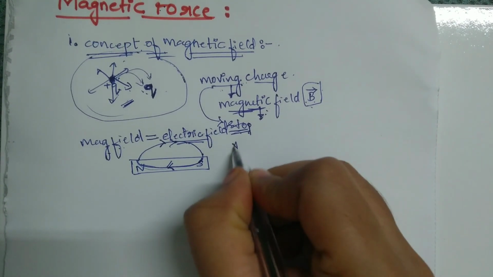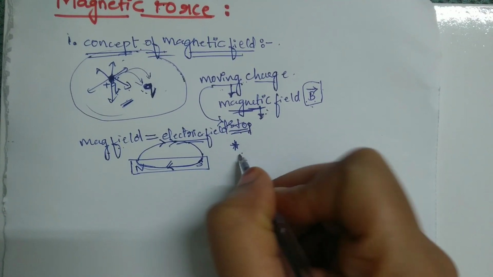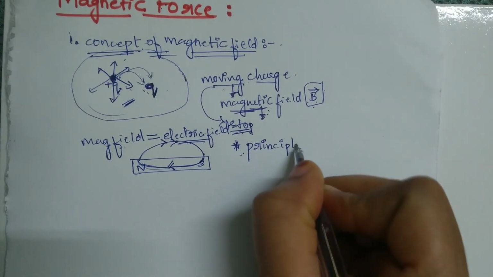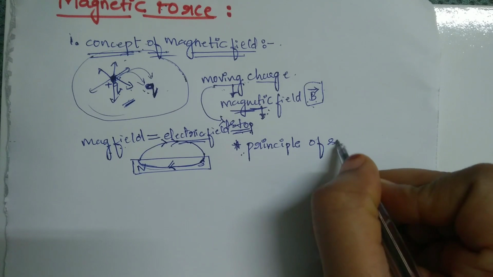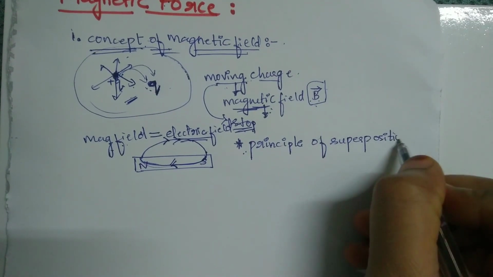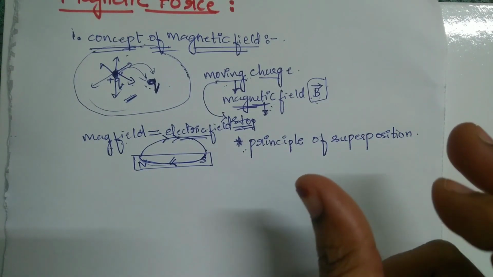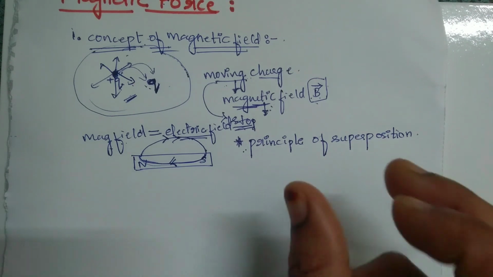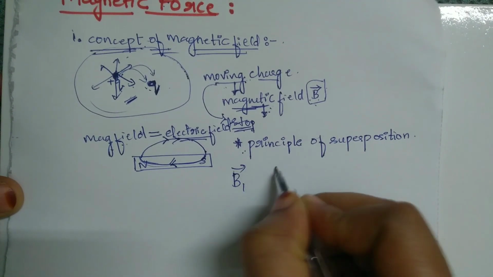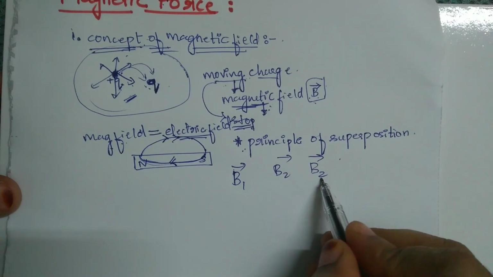And one more important thing you have to note, that the magnetic field obeys the principle of superposition. This is also very important. What does it mean? Suppose you have a large number of sources in a space, B1, B2, B3, okay, a number of sources which are producing the magnetic field.